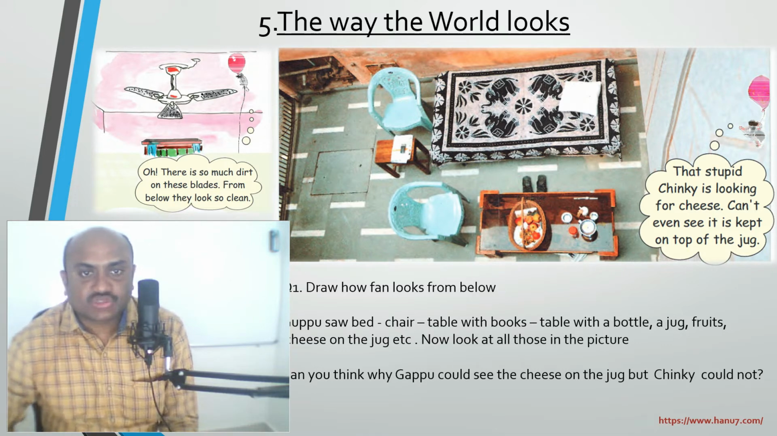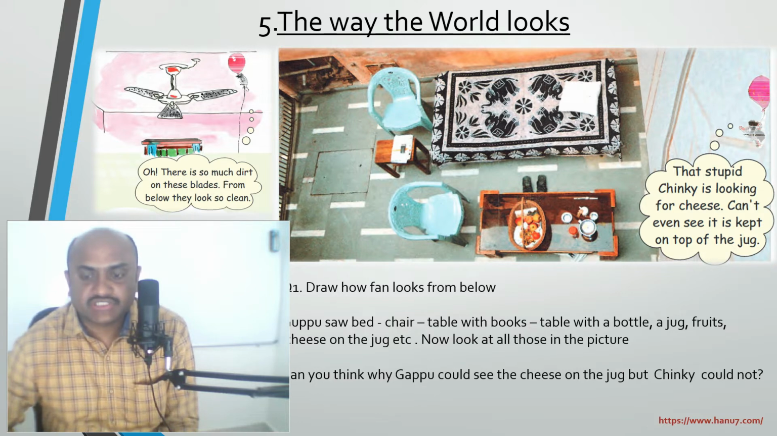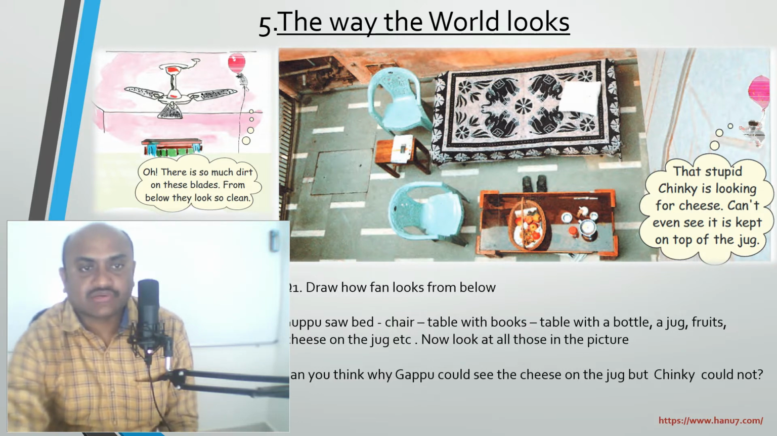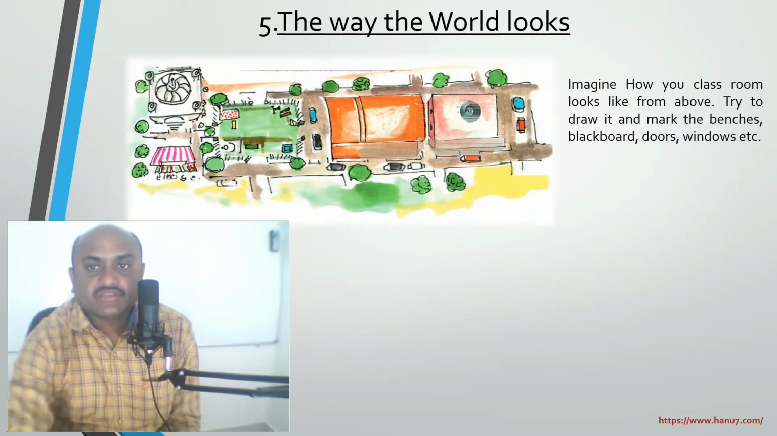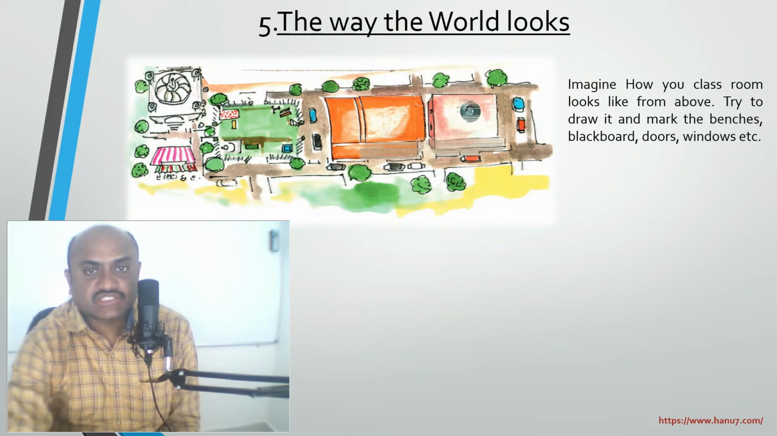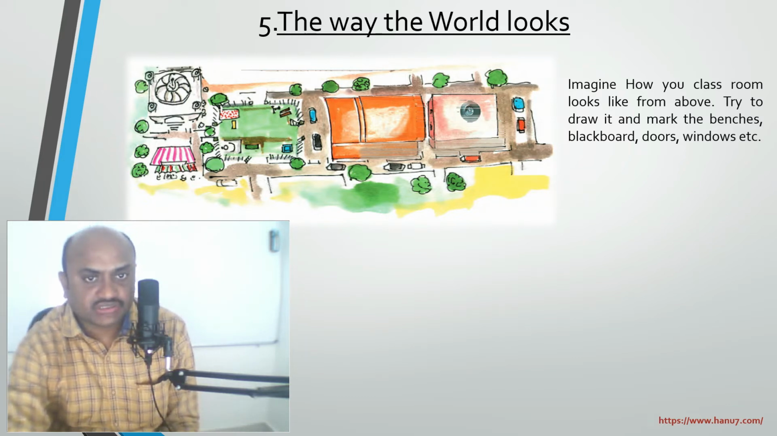Guppu took that advantage, and she went along the rope which is attached to the balloon, and from there she started seeing all the things, including the dirt on the fan. Similarly, as the wind blew hard, Guppu came out of the house, and she started flying high into the sky.